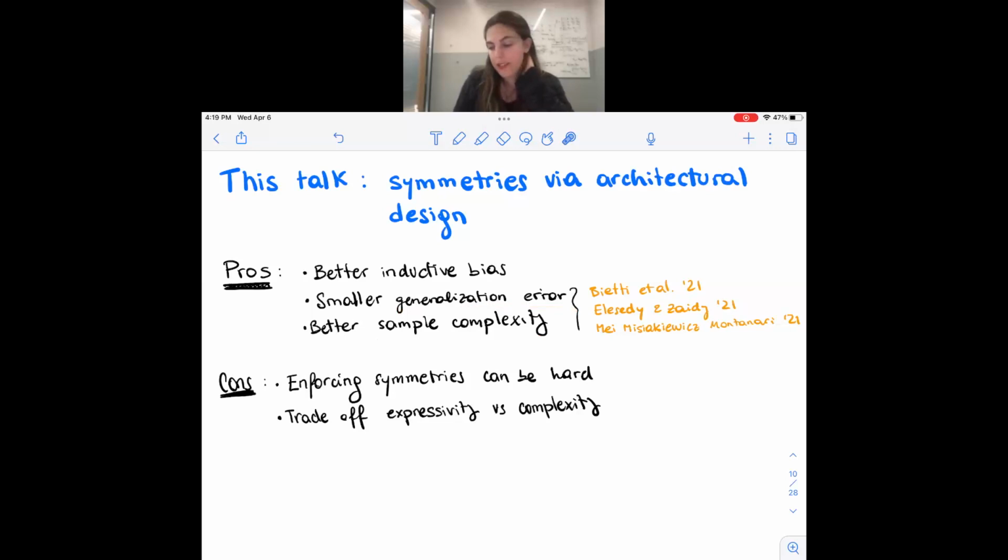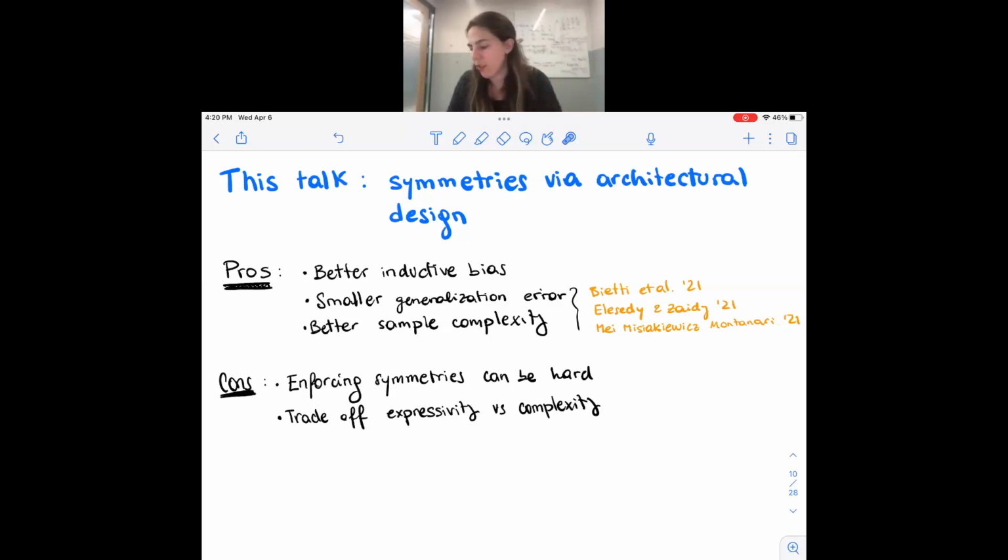The disadvantage of enforcing the symmetries is that sometimes it can be hard, and when you enforce the symmetries, you may lose in terms of expressivity. Every function that you can express satisfies the symmetries, but not every function that satisfies the symmetries can be expressed. So it's not a complete description. That has to do with the question of universality, and I'm going to discuss that now.